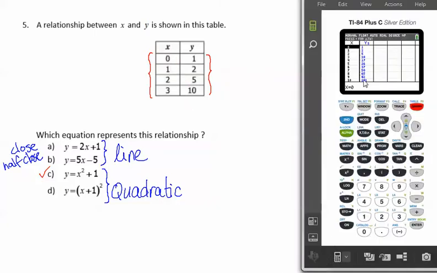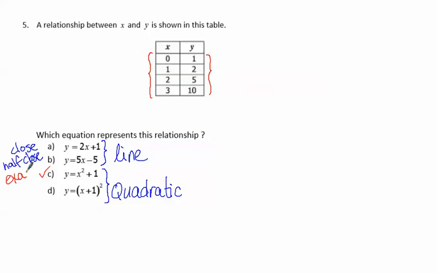In this table, the 0 matches the 1. The 1 should be with a 2, and it is. The 2 should be with a 5, and it is. The 3 should be with a 10, and it also is. This one matches exactly. So that's a really good contender here.